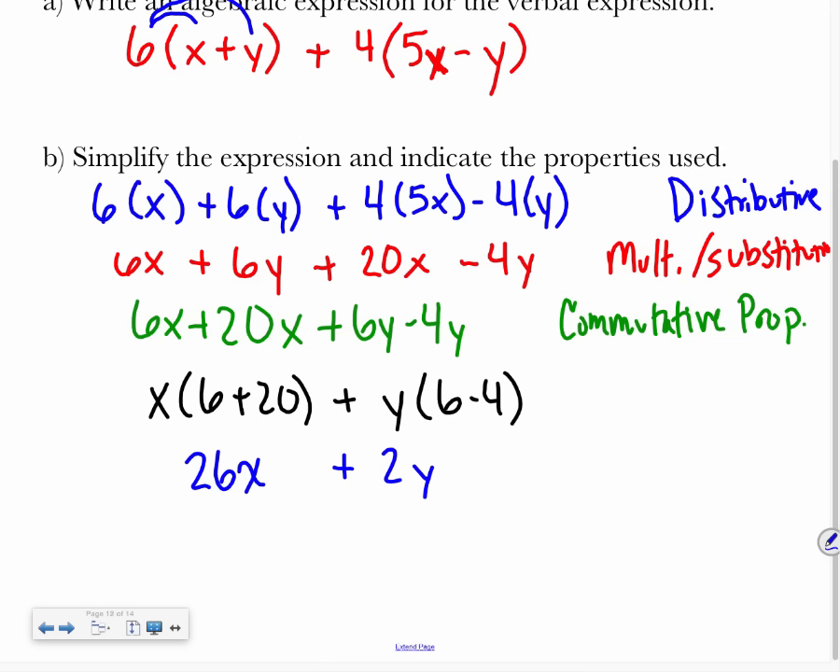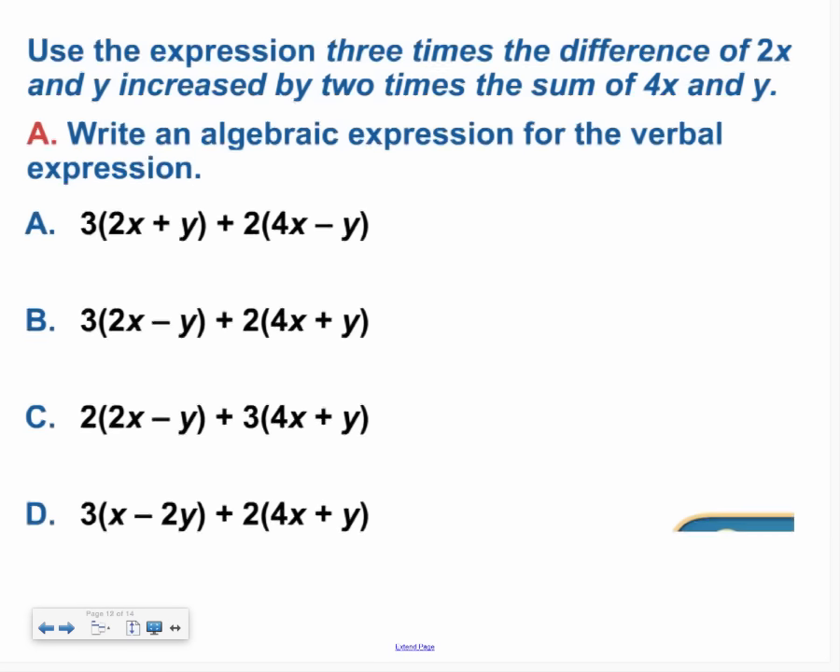Alright? And that last step was substitution. And I forgot, the black step would be considered a form of distributive. I forgot to label that. Okay? Now, it's your turn. This is the last one for you guys to do today on this video. Good luck.